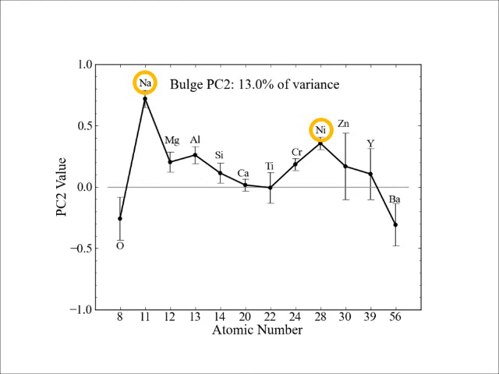A sodium-nickel correlation has been identified previously in halo stars, but this is the first time, to our knowledge, that a sodium-nickel correlation has been found in bulge stars.